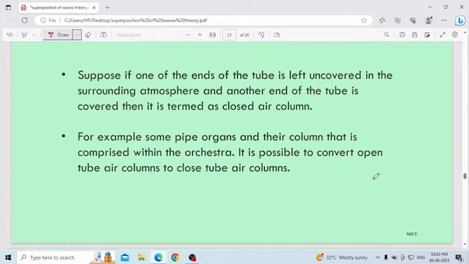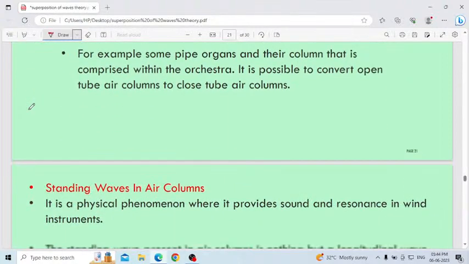Next one, suppose one of the ends of the tube is left uncovered in the surrounding atmosphere and the other end of the tube is covered, that is termed a closed air column. Closed air column means one end is closed, another end is open. For example, some pipe organs and their column that is comprised in the orchestra. It is possible to convert an open tube air column to a closed tube air column. Close one of the ends, then it will become a closed tube air column.